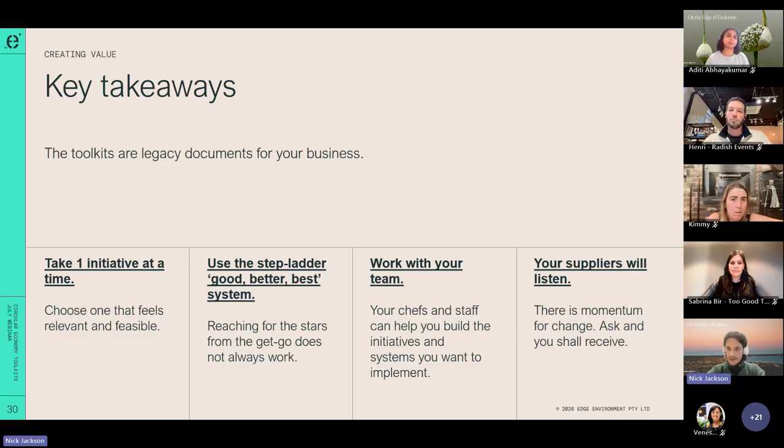And lastly, your suppliers will listen. Where there's market demand, there's market growth. We know traditionally supply chains have used single-use packaging, but there is momentum for change. Ask and you shall receive. It might not be now, but it might be in 6 months' time.